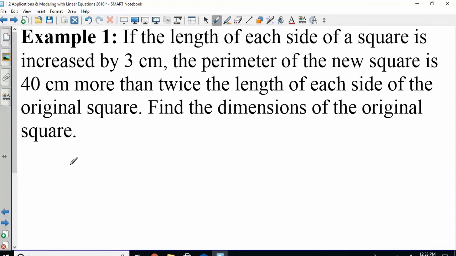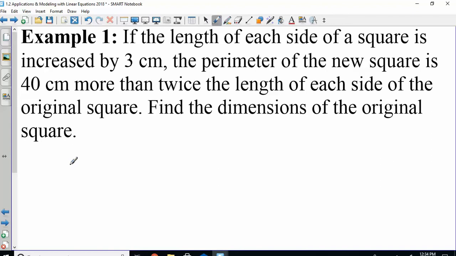So here's our first example. Again, you don't have to copy it all down. It's example 1 on the handout that's posted in Classroom. If the length of each side of a square is increased by 3 centimeters, the perimeter of the new square is 40 centimeters more than twice the length of each side of the original square. Find the dimensions of the original square. You guys know what to do now? Makes perfect sense, huh? That's what people do when they're like, the circle, I don't get it. They just read the problem like that and they're like, I don't know what to do.